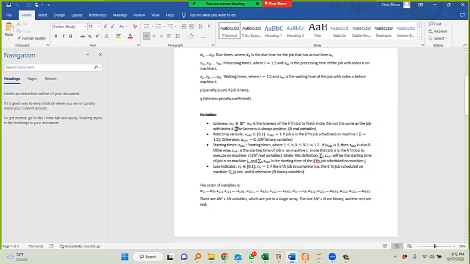So we have 1, 2, 3, 4. But I think actually, since U has two indices, we should make two separate matrices here. It might be easier to have two separate matrices there. And you see the order here.